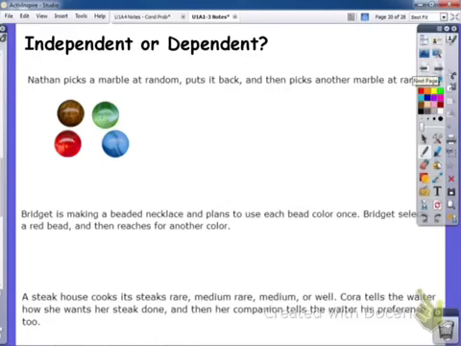If Nathan picks a marble out of these four at random, puts it back, and then picks another marble at random, is that situation independent or dependent? Pick a marble, put it back, pick another marble. Does the second picking depend on the first picking? No, it does not depend, so it is, say it, independent.